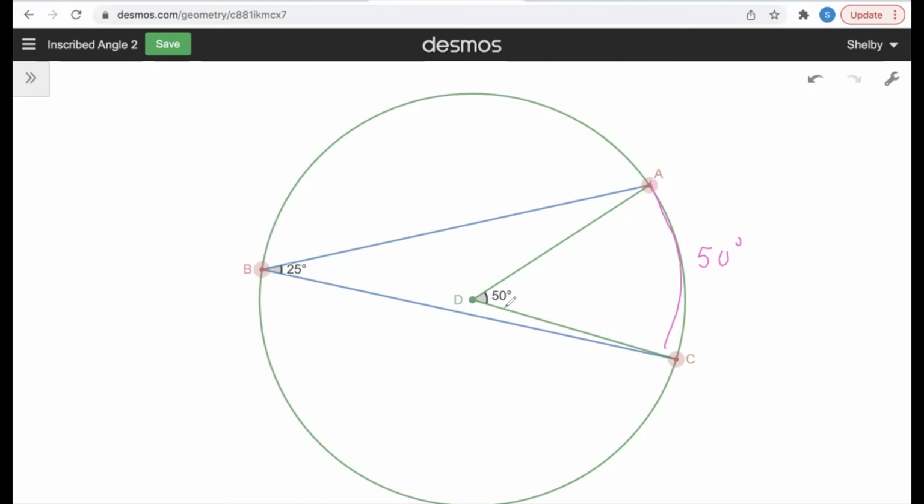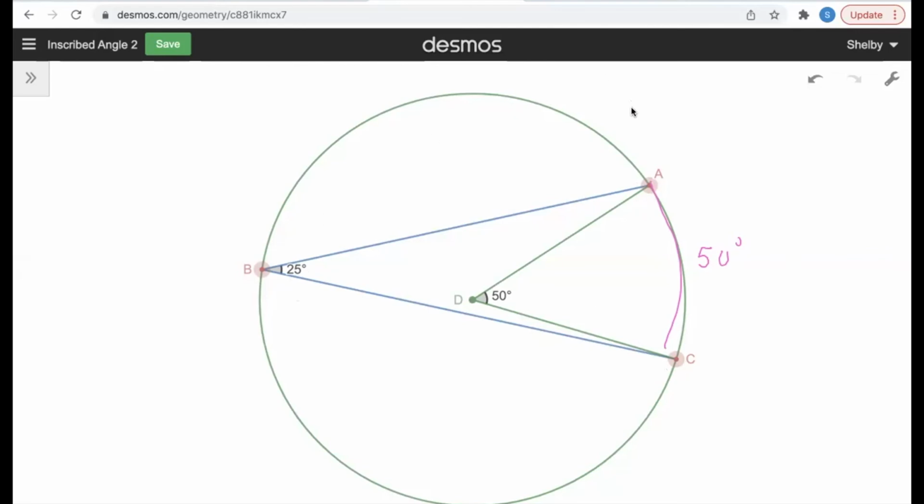So after looking at another example, what is the relationship between the measure of the inscribed angle and the measure of its intercepted arc? So hopefully you have noticed that the measure of the inscribed angle is half of the measure of its intercepted arc. Or another way of thinking of that is that the arc is double the measure of the angle.